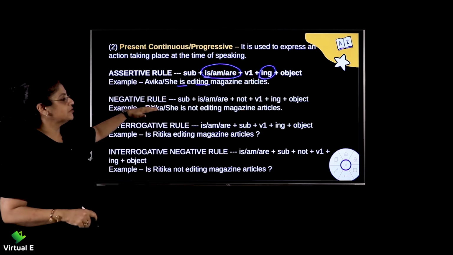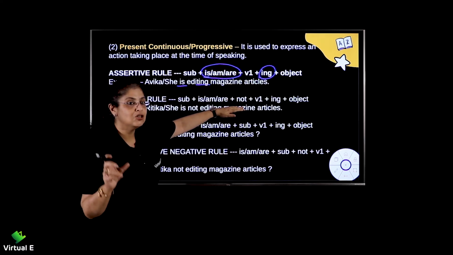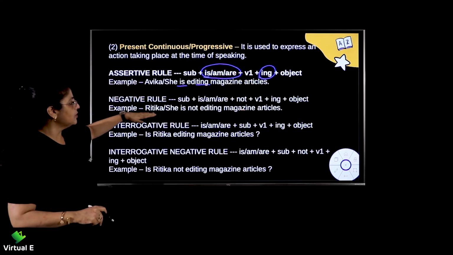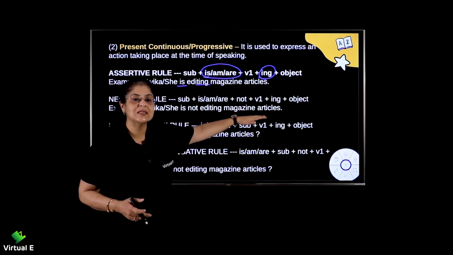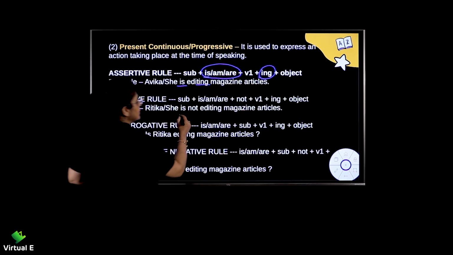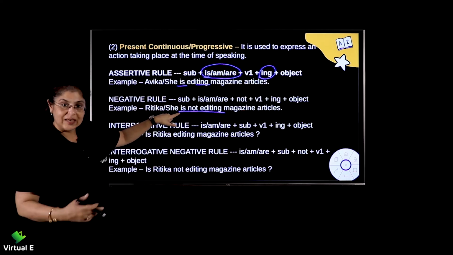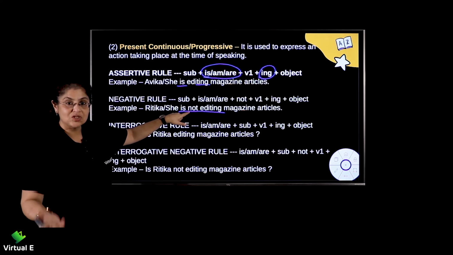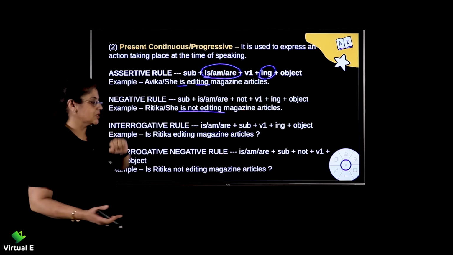Moving further to the negative rule, same thing. All that you have to do is place a not. Where do you place it? Ritika or she is not editing magazine articles. Now, do you see this? Is not editing. So you have the present helping verb, you have the not which is negative, and you have the ing verb which is continuous.